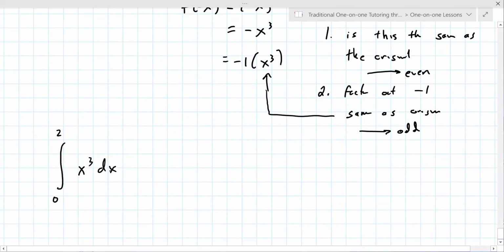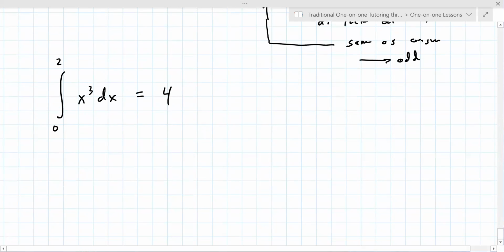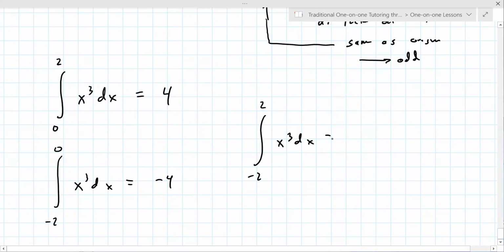And I tell you that the answer is, let me think about this, 4. Because it's odd, you're supposed to know right away that the integral from -2 to 0 of x cubed is -4. So if we wanted the integral from -2 to 2 of x cubed dx, it's 0 because it's odd. You don't have to do anything to get it.